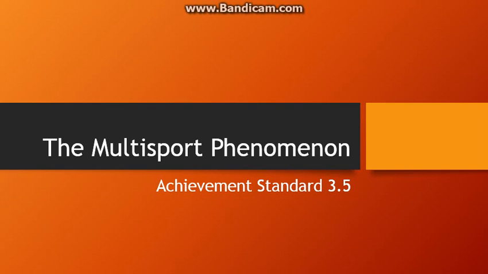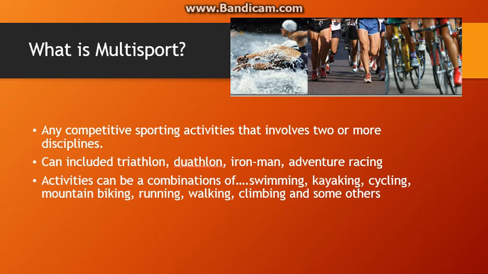Before we begin looking at the requirements of the standard, we need to have a look at what is multisport before we can discuss any issues or trends or events even. We need to know what we're talking about. So for the purposes of our assessment, we're talking about any sporting activities that involve 2 or more disciplines. We can include events like triathlons, duathlons, Ironman, adventure racing, and activities can be a combination of any of the following: swimming, kayaking, cycling, mountain biking, running, walking, climbing, and some other things as well, depending on the event.